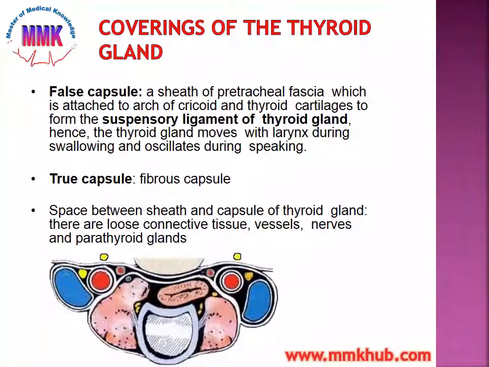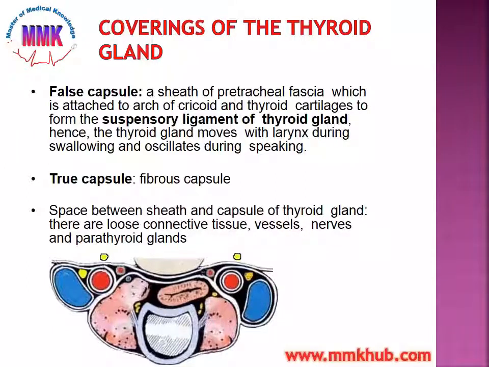Coverings of the thyroid gland. Thyroid gland has a false capsule and a true capsule. False capsule is a sheath of pretracheal fascia which is attached to the arch of the cricoid and thyroid cartilages to form the suspensory ligament of thyroid gland. This suspensory ligament moves the thyroid gland with the larynx during the process of swallowing, and also it causes the oscillation of thyroid gland during speaking. While the true capsule is a fibrous capsule.